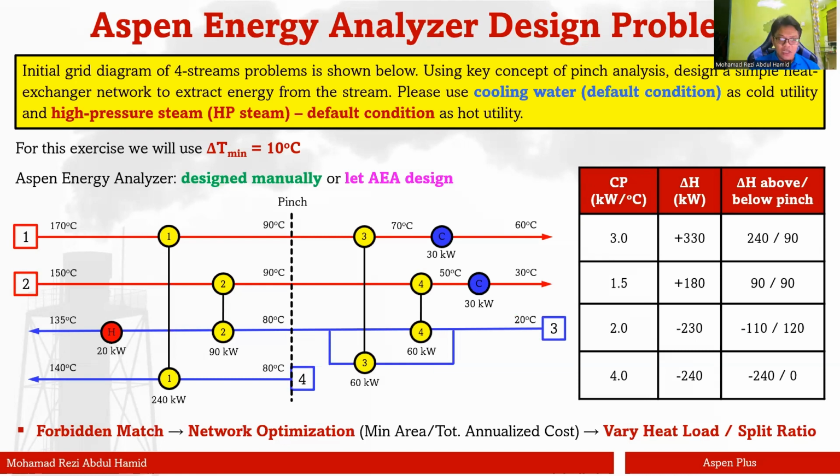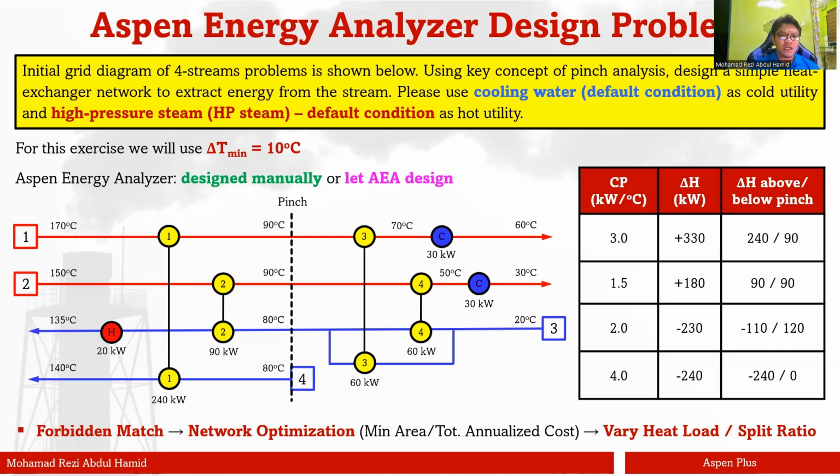And as you can see in this slide, we are still gonna use the four stream design problem where the first two streams, stream number one and stream number two, will be hot streams, and then stream number three and four, the remaining two streams, will be my cold streams.